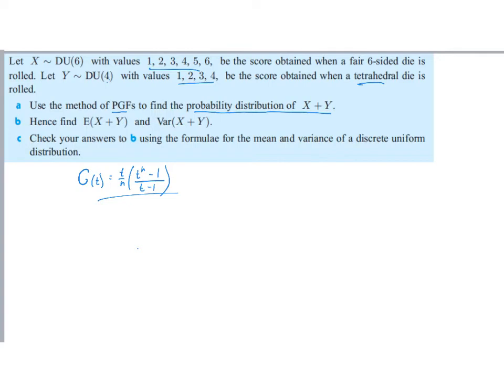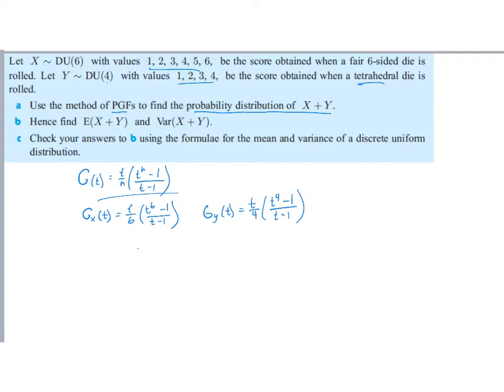Okay, so I'm going to have G_X(t). X was the 6-sided die, so that would be t over 6 times (t to the 6 minus 1) over (t minus 1). And then I'll have G_Y(t), the PGF of Y, which similarly will be t over 4 times (t to the 4th power minus 1) over (t minus 1), just like that.